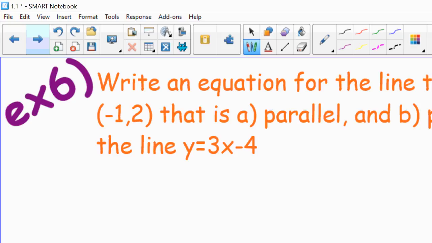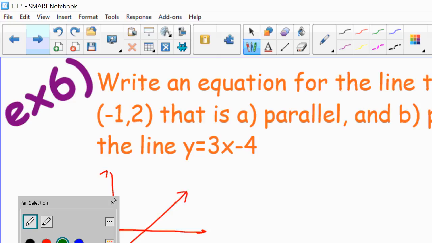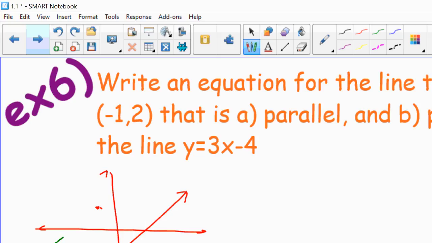Okay. So let's write an equation for the line through the point (-1, 2) that's parallel and perpendicular to this line. Here's what's going on with this question, because it's a lot of information. We have the point (-1, 2), and I have another line right here. So I'm asking you in part A to get a line that's parallel that goes through the point, and to get a line that's perpendicular. So I'm going to have 3 lines in total.